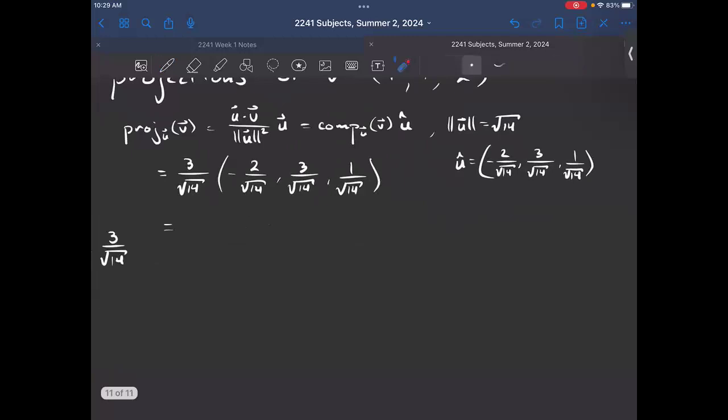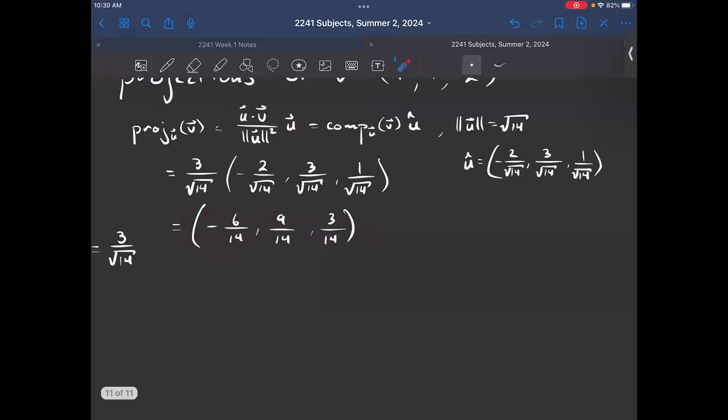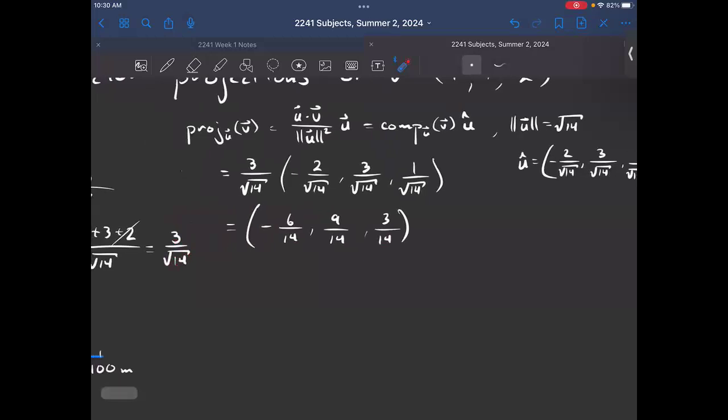So the root 14 is going to end up multiplying onto all of these, and we should get 14 on the bottom of every fraction here. What that means is we really only need to multiply the tops to get the answer out here. And that gives us minus 6 over 14, 9 over 14, and 3 over 14. And that is now our vector projection of v onto u. So notice, again, this is a vector now, not a scalar. We should get a vector out of the vector projection.